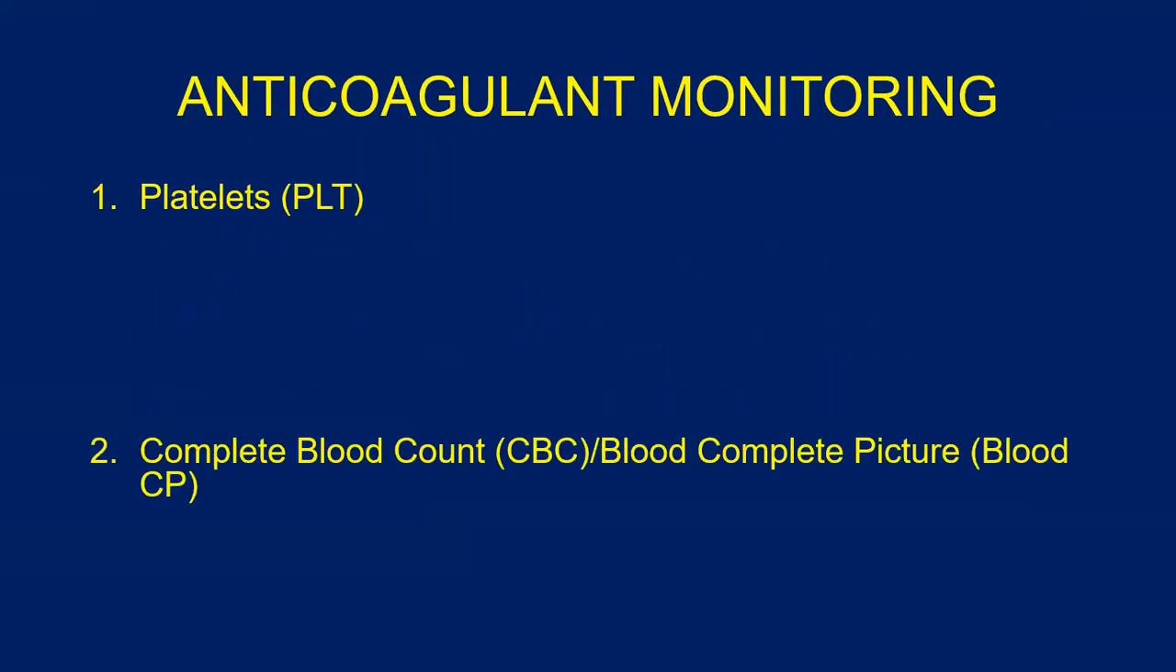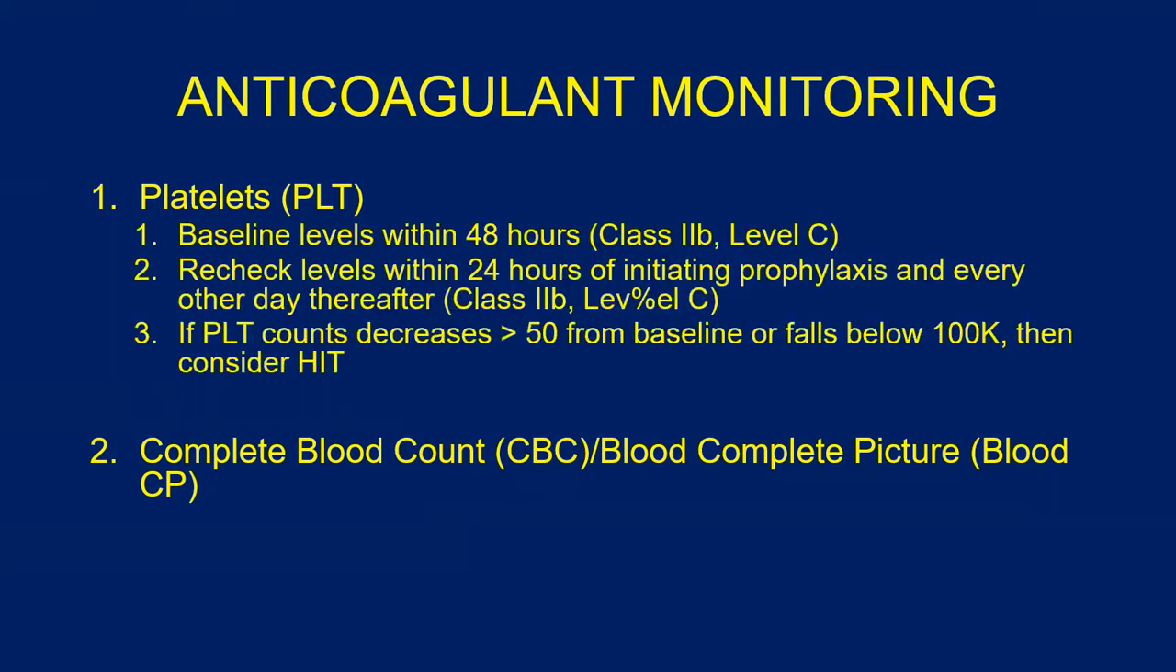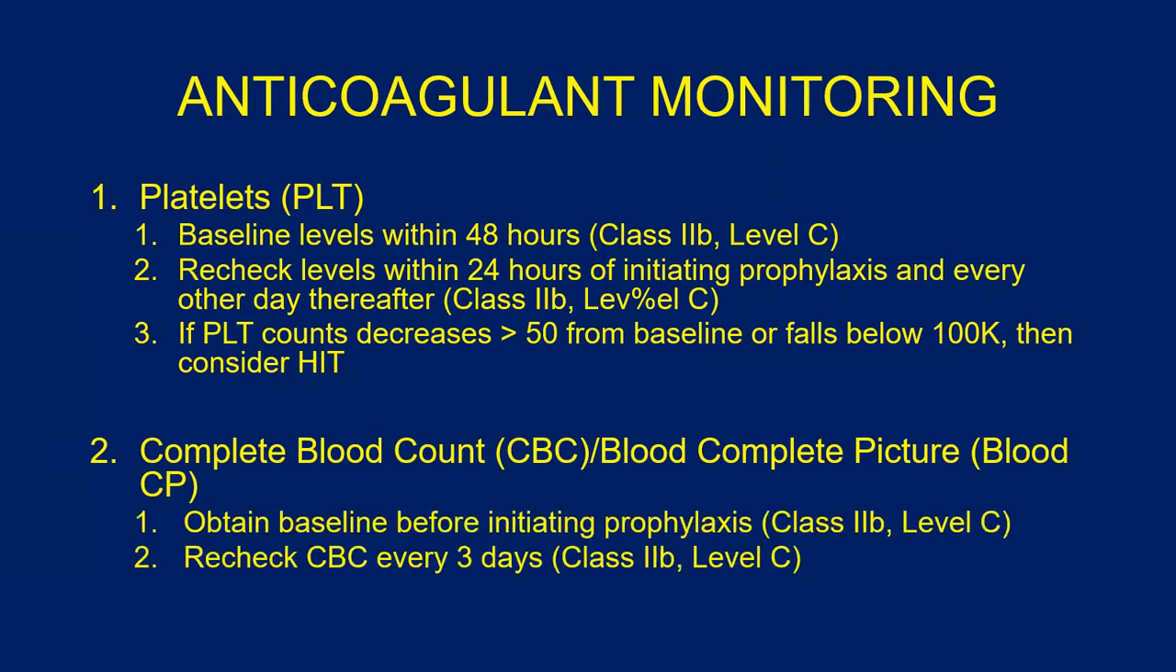Now, what about monitoring? How are you going to monitor all this? So we're going to monitor the platelets. Before you start anticoagulation, you want to get baseline levels, and then levels within 48 hours after starting. You recheck the levels within 24 hours after initiating prophylaxis, and then every other day thereafter. Now, if platelet count decreases by greater than 50 percent from baseline or falls below 100, then you should consider heparin-induced thrombocytopenia as a possible cause. Now, your blood CP, you can obtain a baseline before initiating prophylaxis, and then recheck blood CP every 3 days.